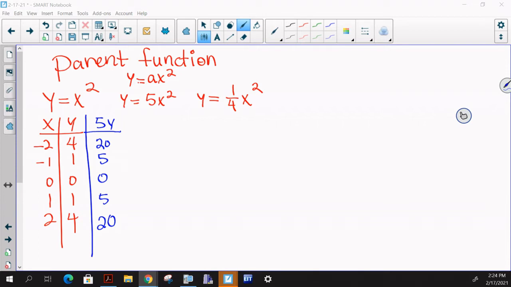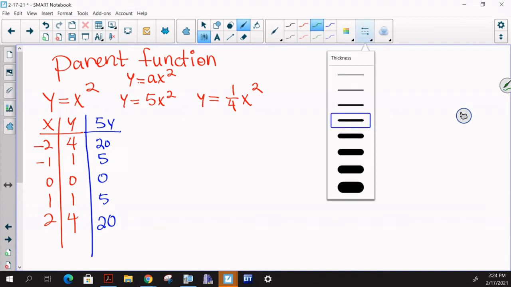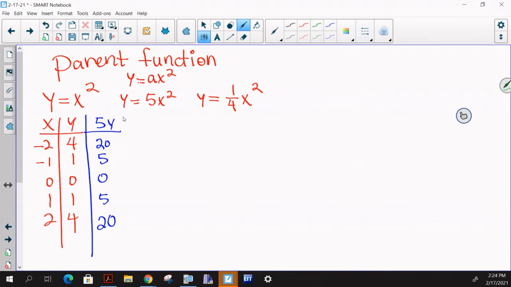So when A is 5, it's a multiplying factor. It increases my y values. Well, what about if A is that fraction we talked about here? Then it is a dividing factor. In other words, 4 here times 1/4 is 4 divided by 4, or 1. And 1 times 1/4 is just 1/4. So my coordinates are -2, 1, and -1/4. Of course, 0 times 1/4 is still 0. That never changes.